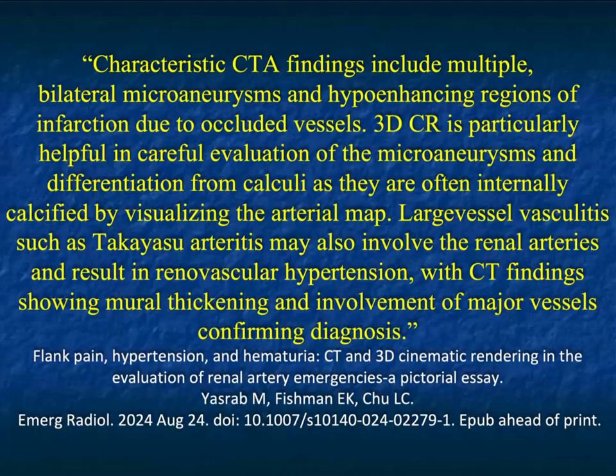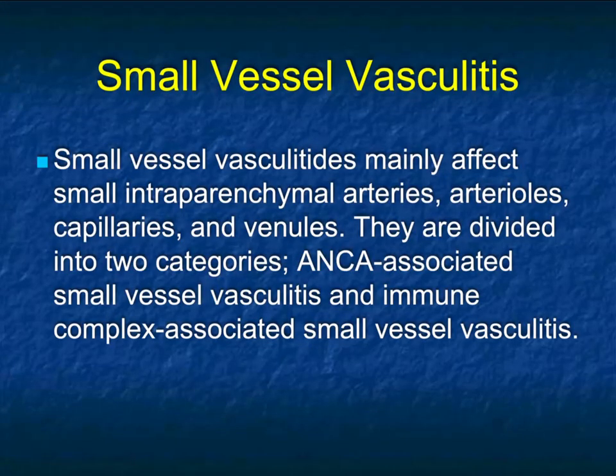Now, we spoke about this in our article about cinematic rendering and renal arteries. It's a nice article published literally a couple weeks ago in the fall of 2024. Also making the point that large vessel vasculitis like Takayasu's can also involve the renal arteries. It's not just FMD or polyarteritis nodosa, but other vasculitis. So the renal artery and the renal bed in general is a very good site of involvement by patients with vasculitis in general.